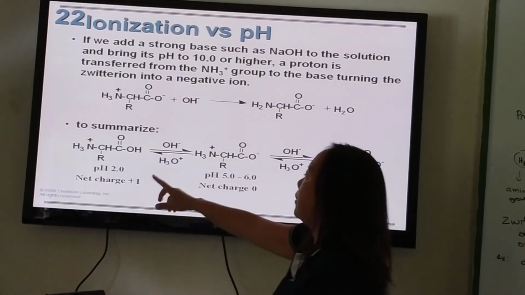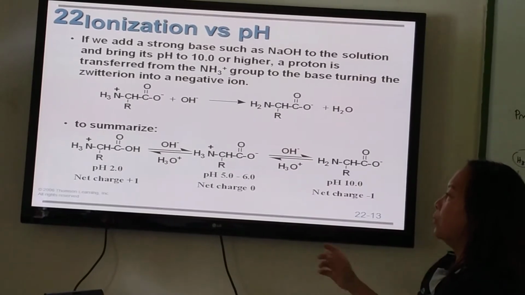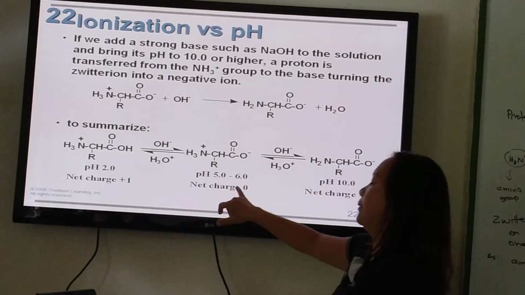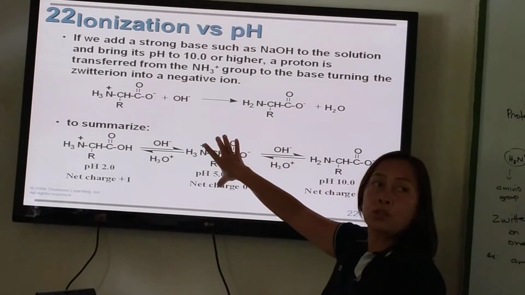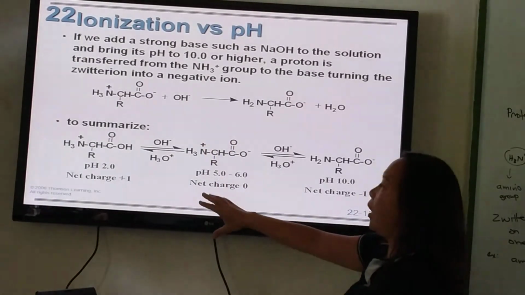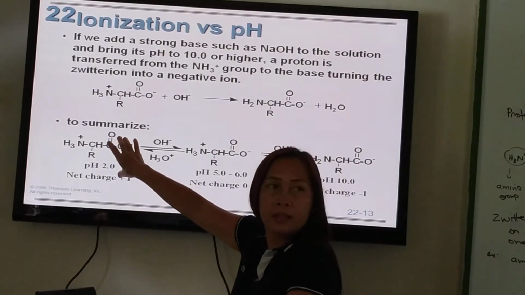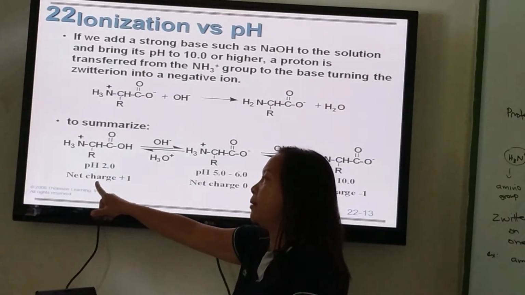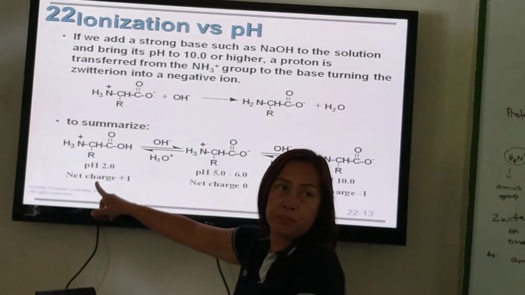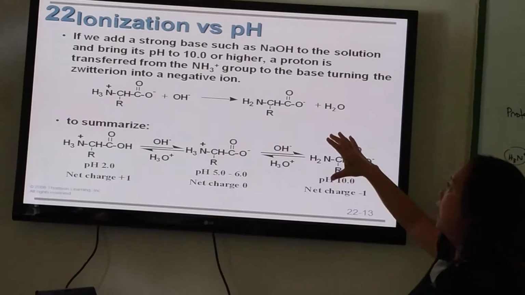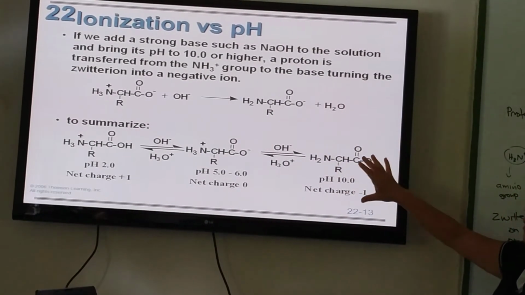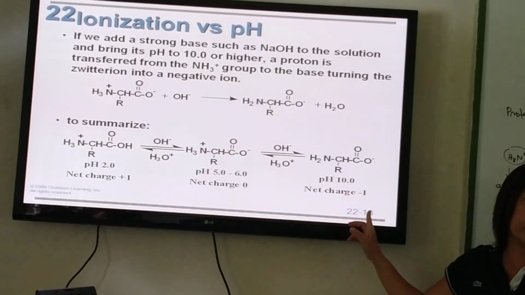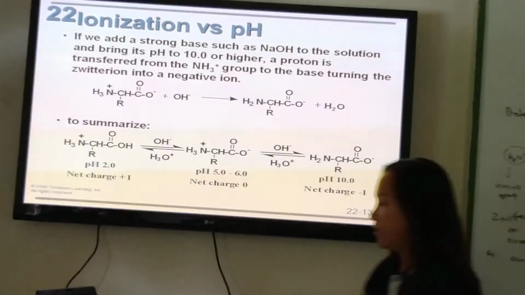So, to summarize, when will this happen? The net charge is zwitterion. If a highly acidic substance is added, the amino acid becomes positively charged. If a strong base is added, the overall charge of our amino acid is negative, negative 1. Okay? So take note of this.